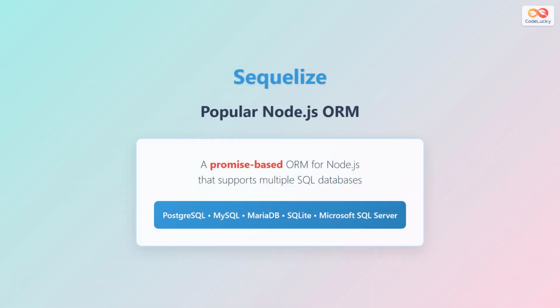Sequelize is a popular Node.js ORM. It is a promise-based ORM for Node.js that supports multiple SQL databases like PostgreSQL, MySQL, MariaDB, SQLite, and Microsoft SQL Server.